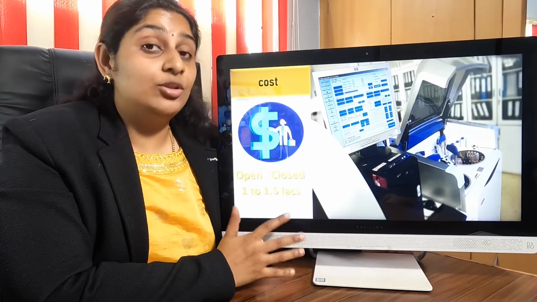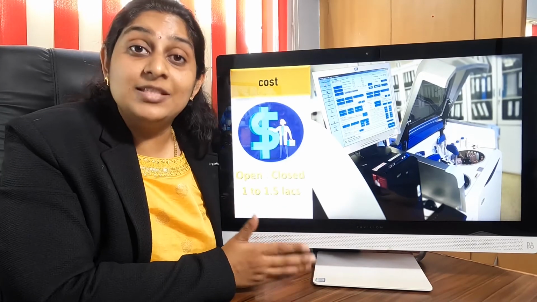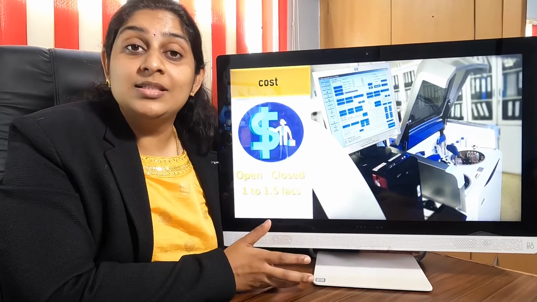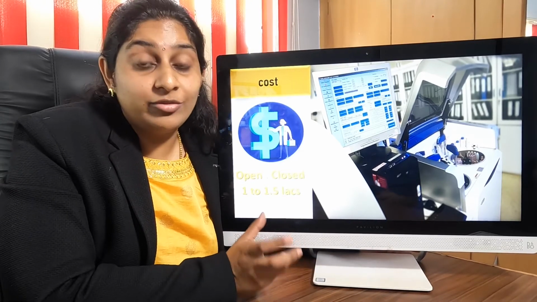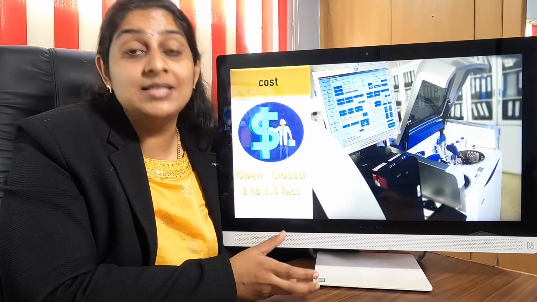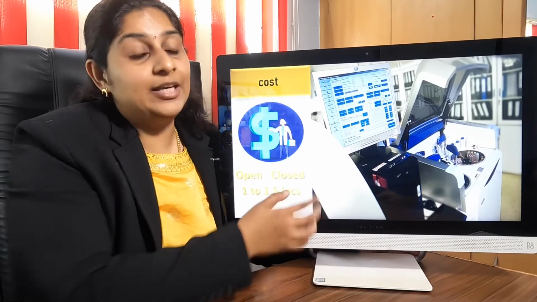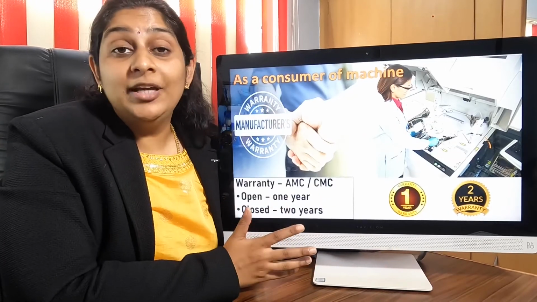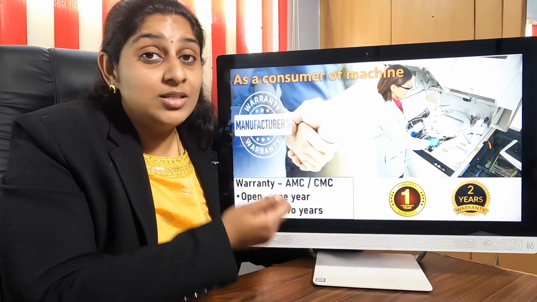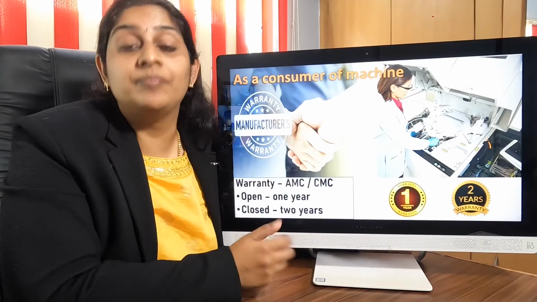Now coming to the most important thing, the cost. An open system is priced higher than a closed system. The difference is about 1 to 1.5 lakhs in Indian rupees, with the closed system being lesser and the open system higher. And from a consumer point of view, you would want to know the AMC, CMC and warranty related to these systems.